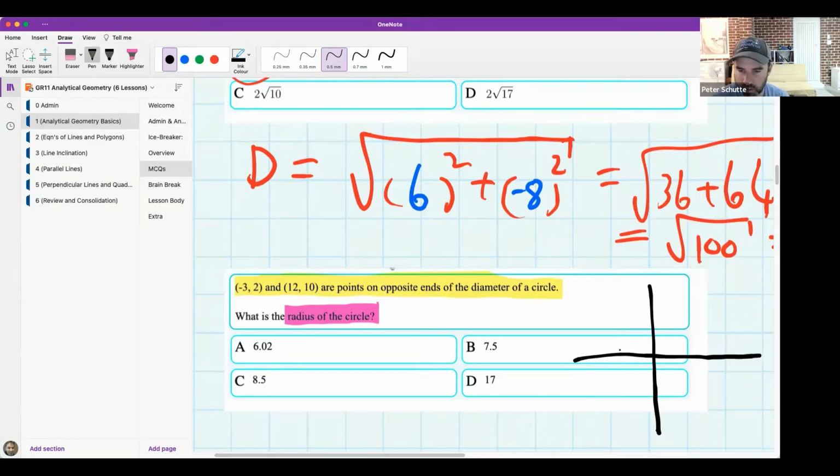So -3, 2 would be over here, and 12, 10 is probably up here somewhere. And they're saying that this is a diameter for a circle, and they want to know what is the radius of the circle. So over to you guys. Amaze me. What can you do?